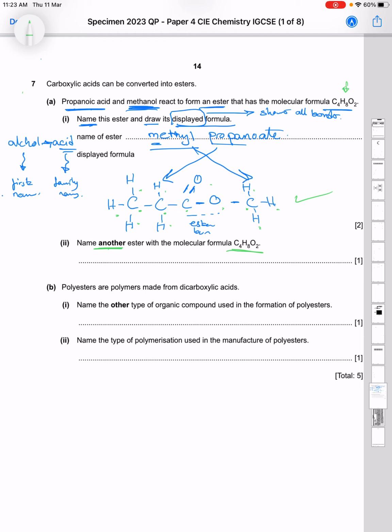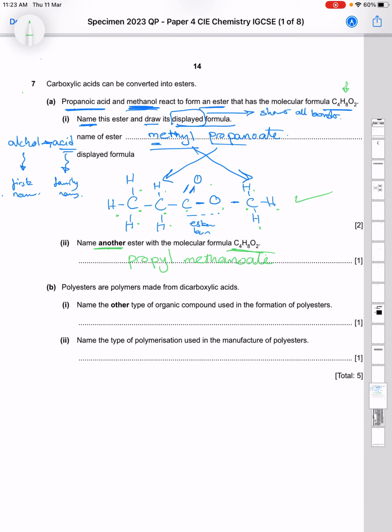I would just flip. How about I name it propyl methanoate. If I flip it, propyl methanoate would basically have 4 carbon, right? 8 hydrogen and 2 oxygen as well. So just flip it over.